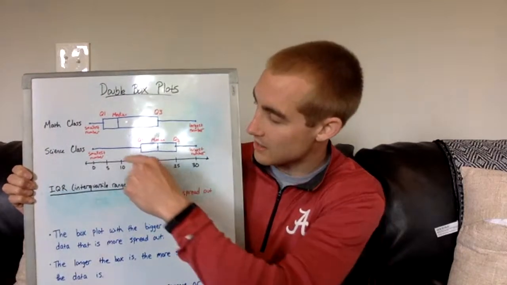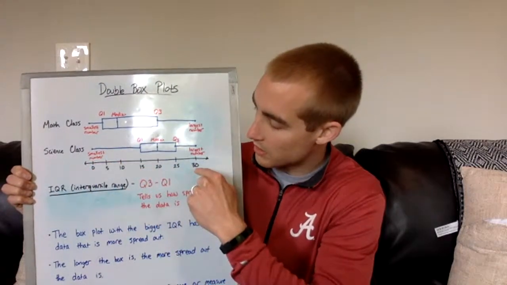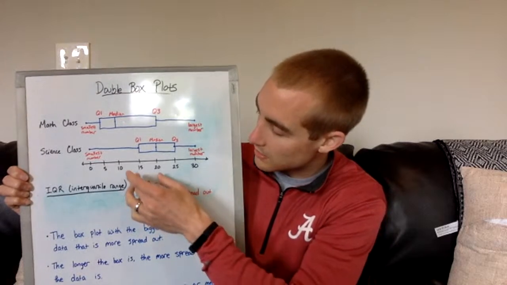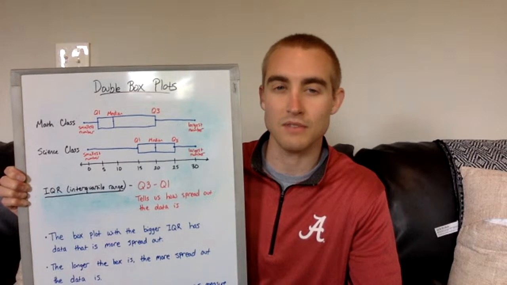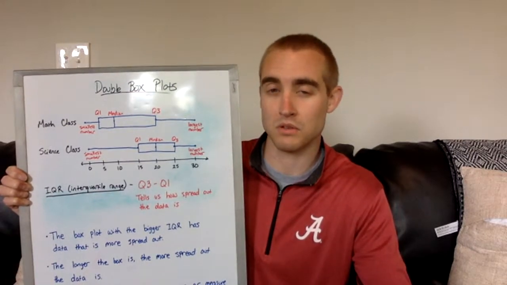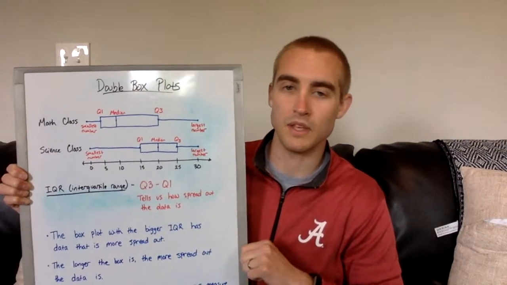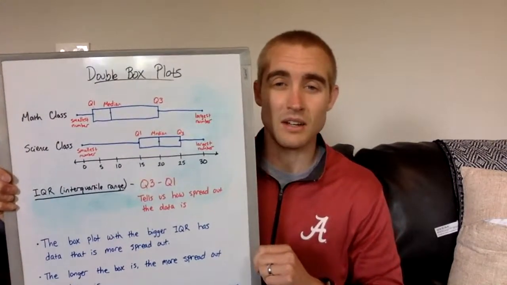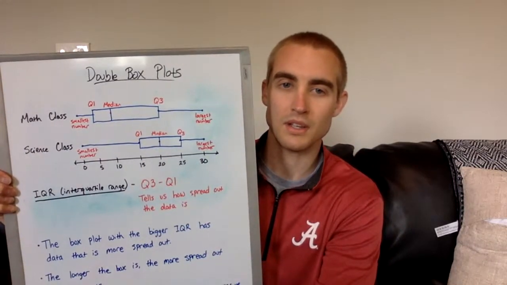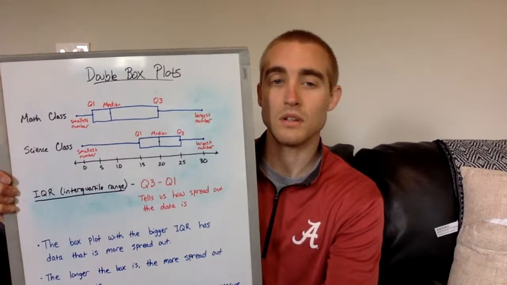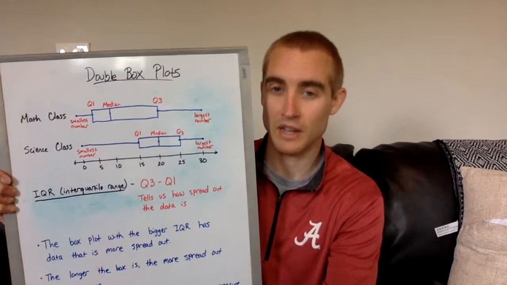If we're looking at science class underneath, same thing. The smallest number is 0, the largest number is 30. In this case, most of their numbers fall in between 15 and 25. So that's what a box and whisker plot does. What we're going to be looking at in this lesson is using the box and whisker plot to see which data set is bigger, which one has bigger numbers, which one is more spread out.